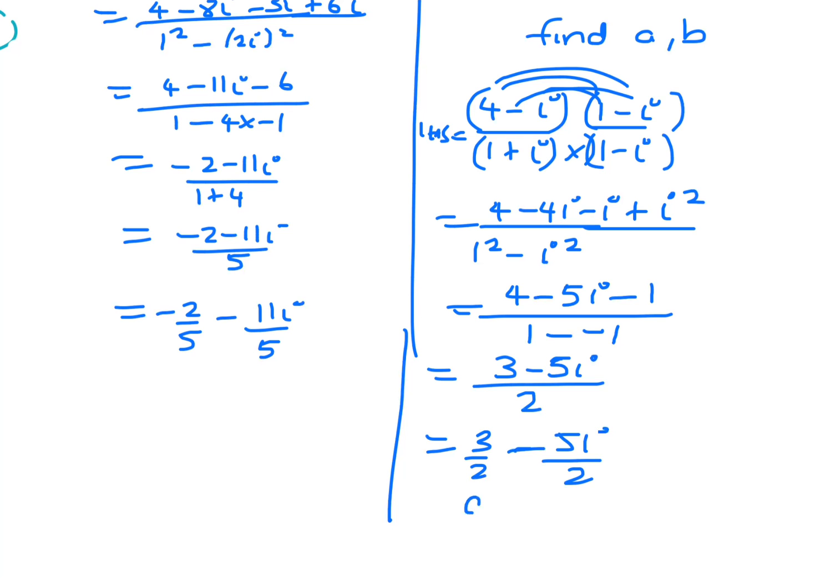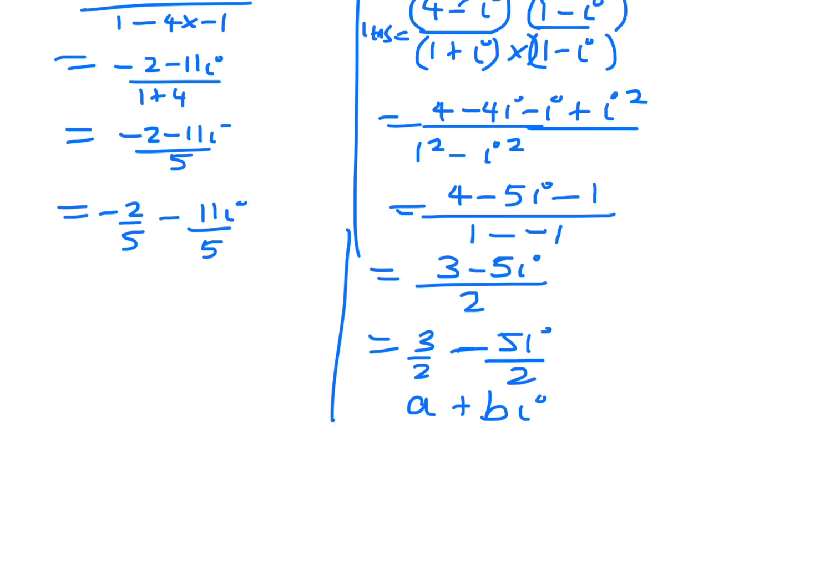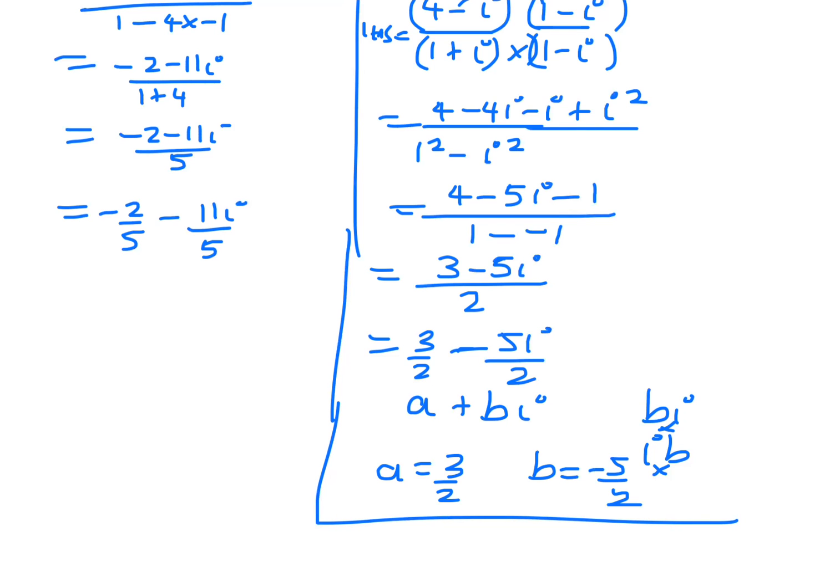Okay, so now I've got it in the right form, and if I've got a plus bi or a plus ib, realise bi and ib are the same thing because it's multiplication. So it doesn't matter what order it's written in. So a equals 3 on 2 and b equals minus 5 on 2. Very similar to when you do surds and you equate, you find the a, the b, and do the rational and the irrational part.